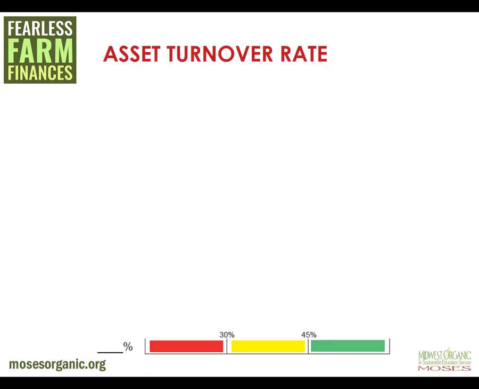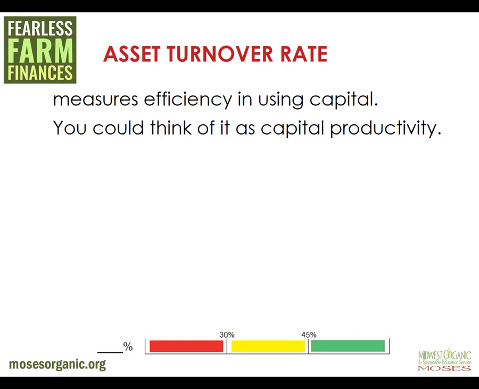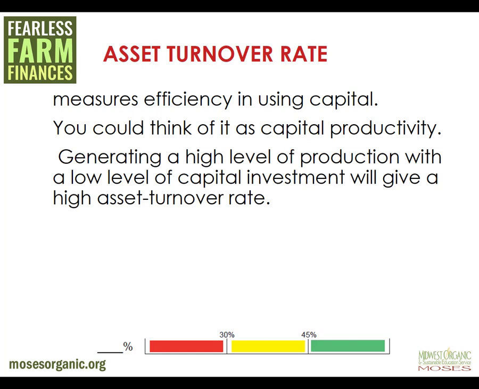So our asset turnover rate. Our asset turnover rate measures the efficiency in using capital. So think, we're going to make capital purchases. We're purchasing assets that are going to be used in our business. Are these assets going to bring value to our business? Are we going to be able to turn them over, use them, and generate profit? So you could think of it as capital productivity. Generating a high level of production with a low level of assets will give a high asset turnover rate.